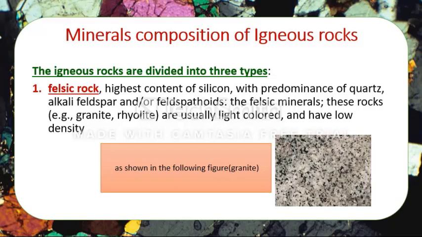Granite is coarse grain, the rate of cooling is slow, and it is an intrusive igneous rock or plutonic. Rhyolite also has the same mineral composition as granite but differs in texture. Its texture is fine grain because it is extrusive, and it always has the same chemical and mineral composition. Felsic rocks are usually light colored and have low density. The density of felsic rock is lower than that of basalt.